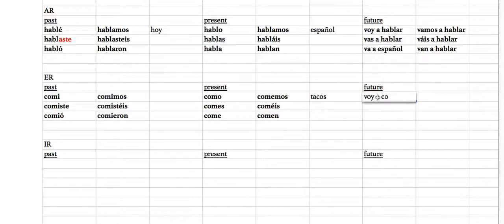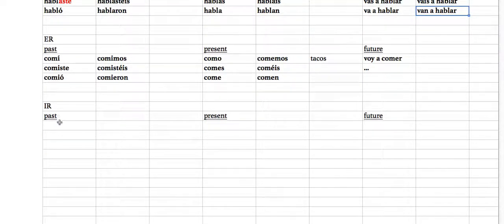Voy a comer. And I don't think I need to continue here because, as you can see, comer does not change. Hablar does not change. And comer doesn't change. So just follow. Voy a hablar, vas a comer, va a comer, vamos a comer, vais a comer, van a comer, in that way, okay?